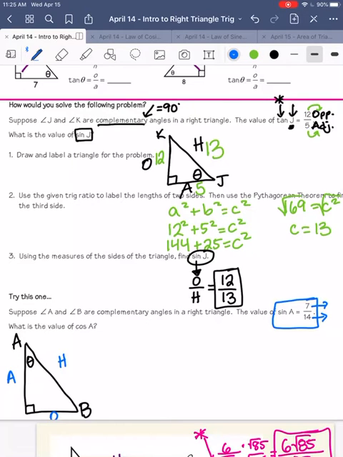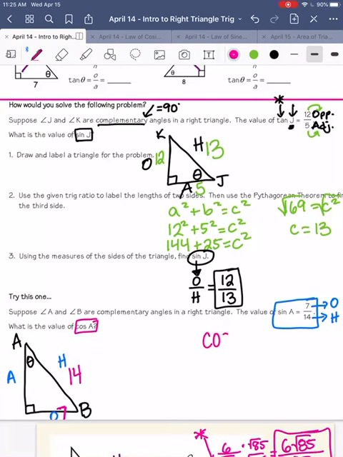Well, you just have to remember, what does sine stand for? Sine stands for the opposite over the hypotenuse. So I gave you the opposite side, which is 7, so I'm going to put 7 here. And the hypotenuse is 14. And now what is it asking us to find? It's asking us to find cosine.